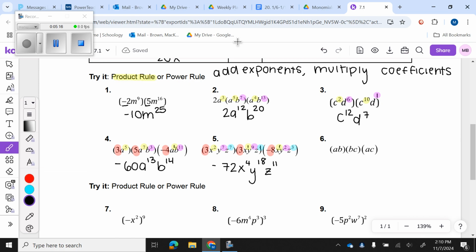All right, number 6 is a little funky because it doesn't have any exponents. So I'm going to put a 1 on all of these variables so they all have exponents. Now I just have to add. I'm going to have a to the 1 plus 1 gives me 2, b to the 1 plus 1 gives me 2, and c to the 1 plus 1 gives me 2. So a to the second, b to the second, and c to the second.